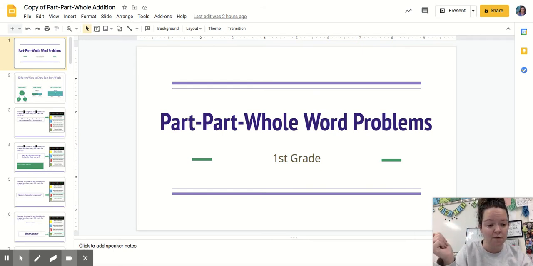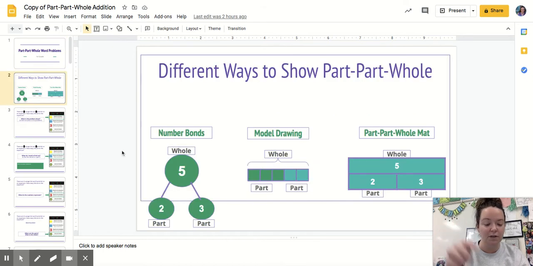You guys, just a little bit of review with the game we just played before watching this video about part, whole, right? And we've used that strategy a ton. We've used that to help us with adding, with subtracting, with fact families, with missing numbers. And so here's a few different ways that we can see part, whole. We can use number bonds. We can use model drawing, which we haven't done nearly as much, and we have our mat, right? And so we're going to be using that as we start working on what's called word problems.